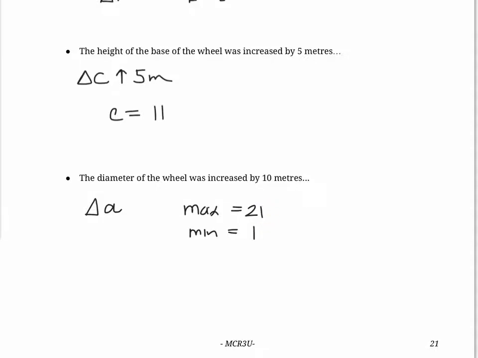So we know that the diameter of the wheel has increased from 10 to 20 meters, so increased by 10 meters. And if our max is 21 and our min is 1, our amplitude is no longer 5, it would double and be 10.